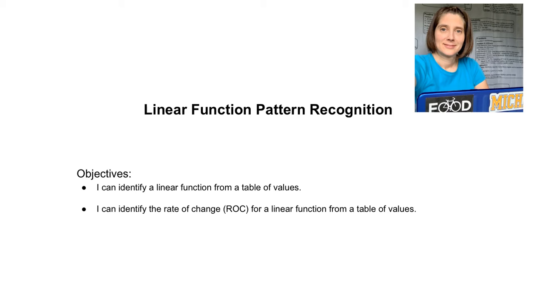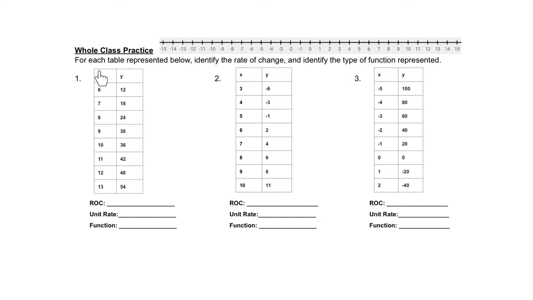We're going to continue our discussion of linear function pattern recognition, and our objectives remain the same. We're going to identify linear functions from a table of values. In order to do that, we need to find the rate of change from that table of values. We're taking a look at our whole class practice. So for each table represented below, identify the rate of change and identify the type of function represented.